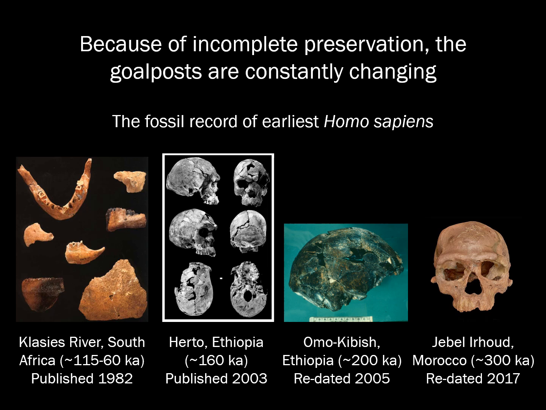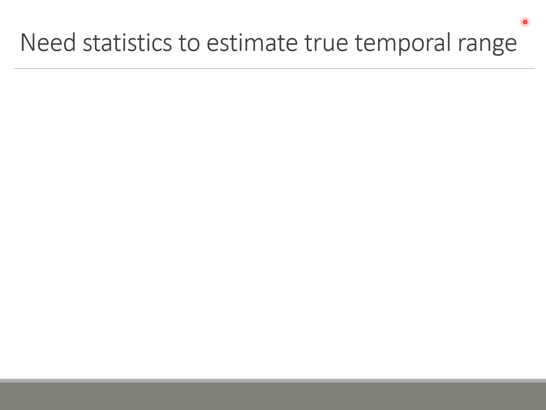Okay, this also emphasizes that through fieldwork and discovery of fossils, that in and of itself we cannot depend on to tell us when, in this case, Homo sapiens actually speciated, because there's always a possibility that there's an older fossil out there. And so the only way to really know or estimate the true temporal range, the true speciation date, the true extinction date, is to use statistics.